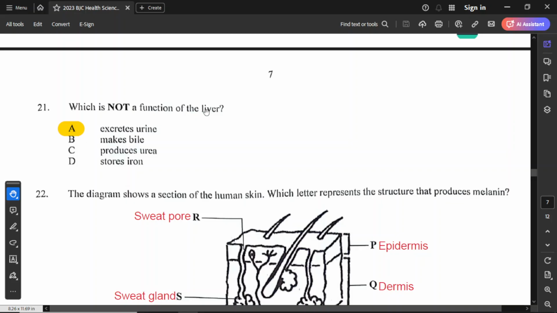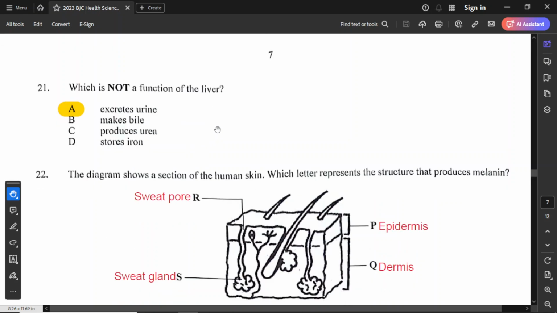The liver does make bile. All right. The liver makes bile. It produces urea, which is an excretory substance. All right, and also stores iron from red blood cells as well.